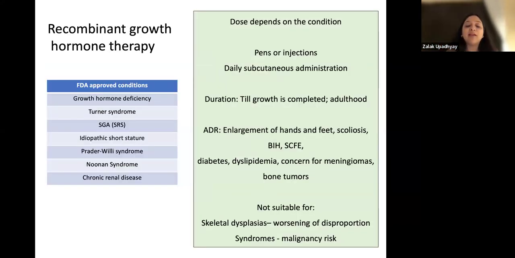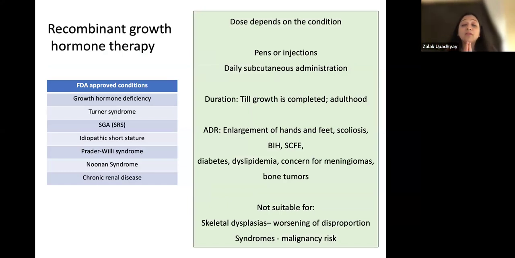And these are the FDA approved indications: growth hormone deficiency, Turner, SGA, idiopathic short stature, Prader-Willi syndrome, Noonan, and chronic renal disease. There is growth hormone which is available as a daily dose as well as a weekly dose.